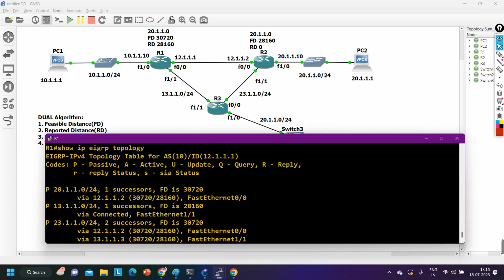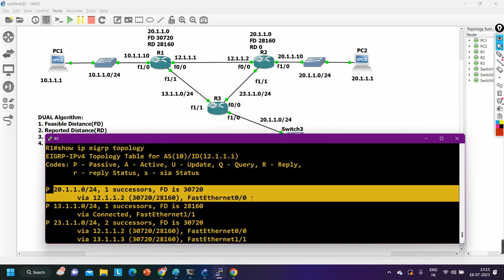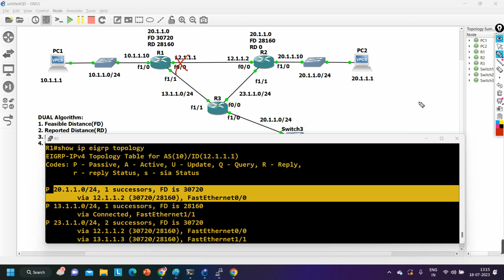So show ip eigrp topology. Now you can see router 1 has installed only one path, via router 2, because the lower path is not the best path. It is calculating a higher FD value. Now I am going to bring down this interface. So router 1 will learn this network via router 3 by using this path, because now the router doesn't have this choice. This path is now not available. So definitely router 1 will install this path in its topology table. Yes or no?